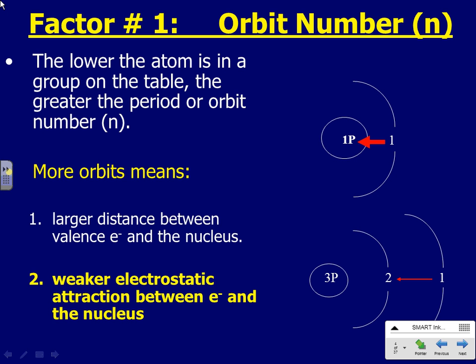Now, when we compare atoms, I am going to compare them either above and below each other in the same group, or left and right from each other in the same period. If I am comparing two atoms that are above and below each other, the main difference is they have more orbits. So if I'm comparing sodium to rubidium, I'm going to use this argument, because the main difference between sodium and rubidium is the fact that rubidium has 5 orbits and sodium has 3 orbits. So this is the argument I'm going to use.